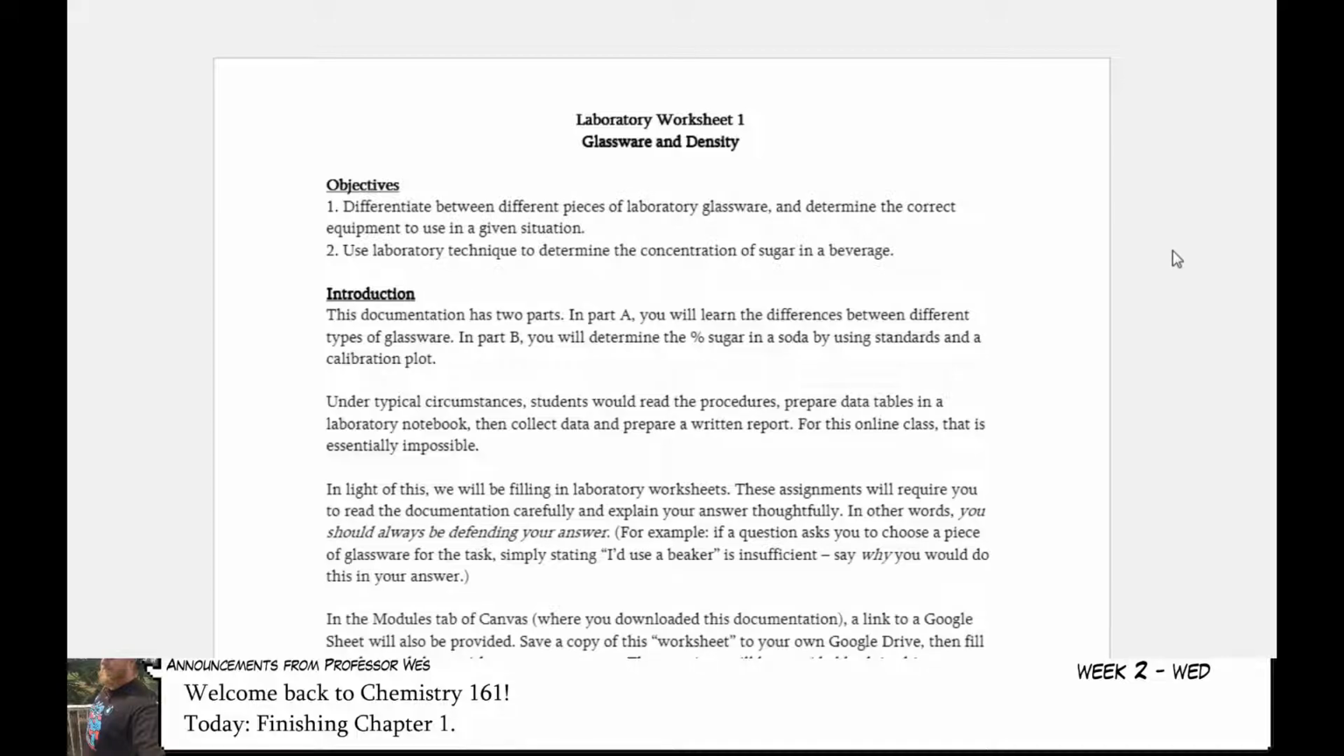All right. So for the first experiment, what you're going to be doing is using the idea of sig figs to do some calculations on glassware to show which glassware is the most accurate.